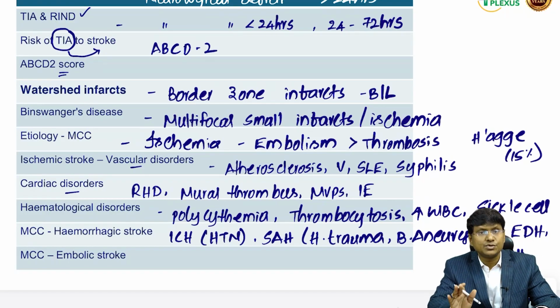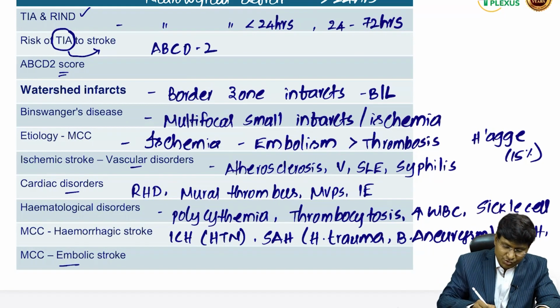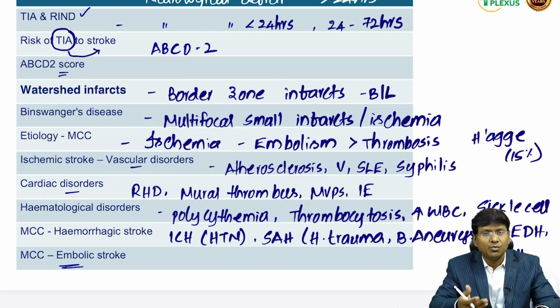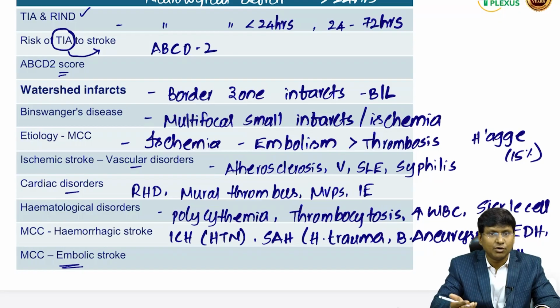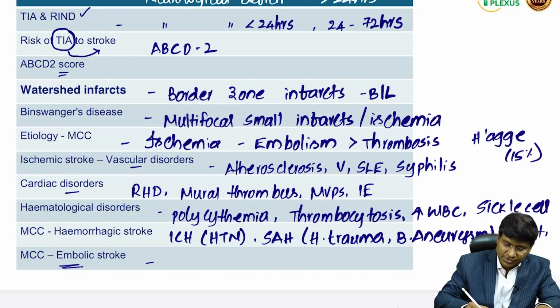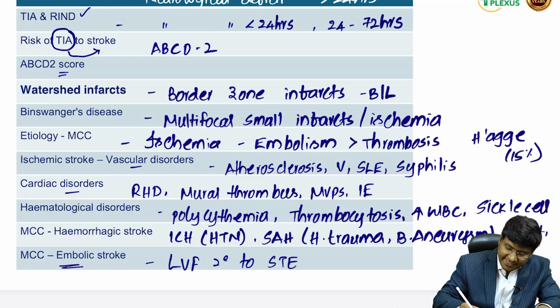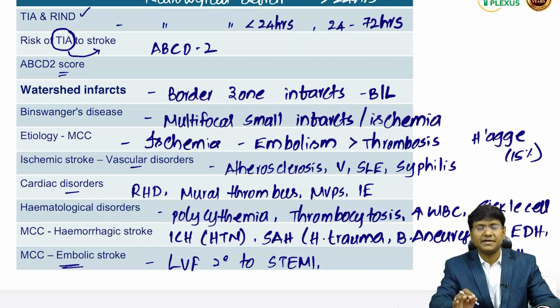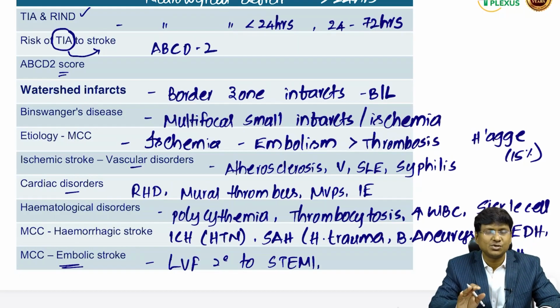And the most common cause of stroke will be embolic stroke. Now, where exactly is the source of the embolus from? The source of the embolus is severe left ventricular failure secondary to ST elevation MI. That will cause severe left ventricular failure, where there will be stasis of the blood, and that stasis will cause thrombus formation, and that thrombus can shower emboli. So the ST elevation MI causing severe left ventricular failure is the most common cause of embolic stroke.